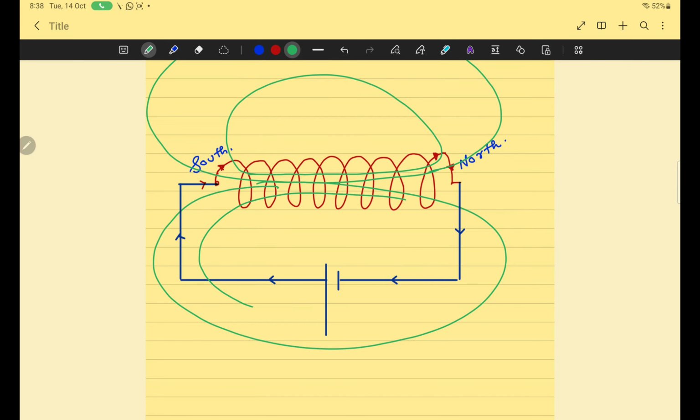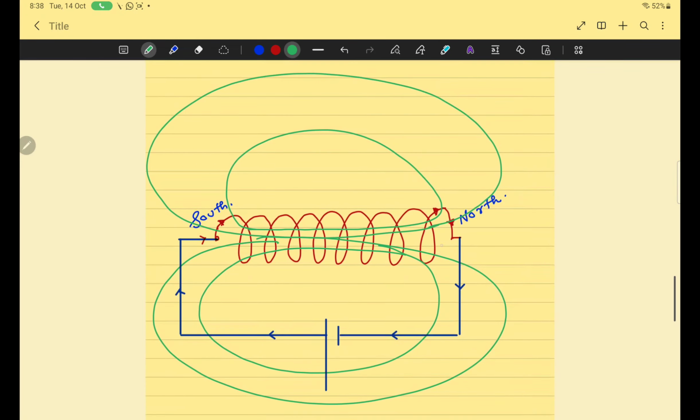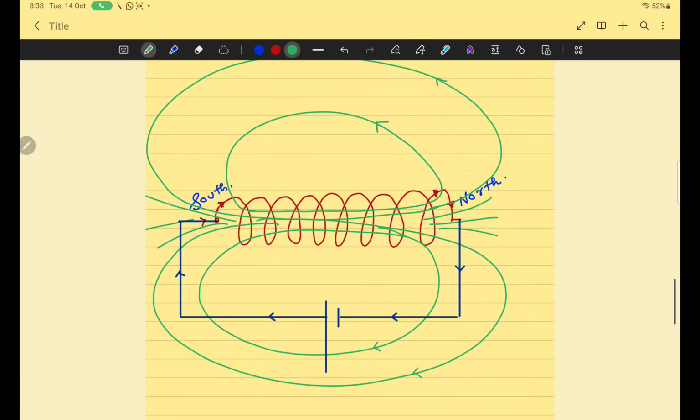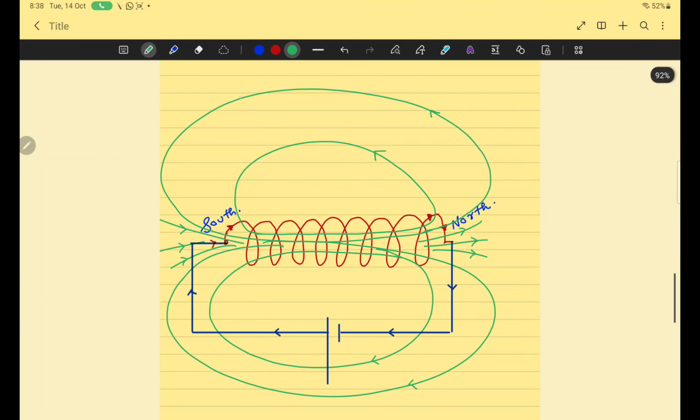This is the magnetic field around the wire. If you add arrows, it will be better. And what is the direction? The direction is from north to south pole. So the magnetic lines around the solenoid are just like the magnetic field around a bar magnet, and these magnetic lines are also directed from north to south pole.